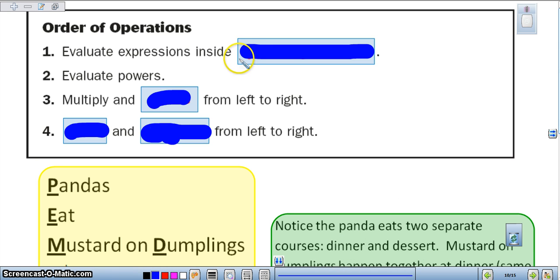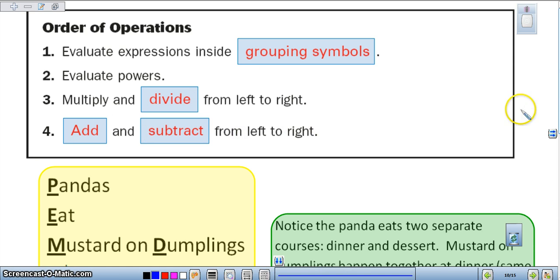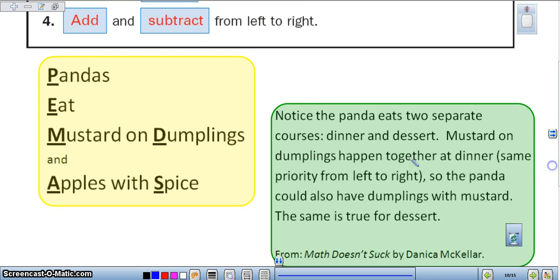Order of operations. If you want to fill this in your notes from here, order of operations is simply going to be our grouping symbols, powers, multiply, divide, add, or subtract. A lot of you probably think of PEMDAS. Another way to think of that is Pandas Eat Mustard On Dumplings And Apples with Spice. The reason we talk about it this way is that pandas can eat two separate courses, dinner and dessert. We would have our mustard on dumplings at dinner, or dumplings with mustard. You could switch those. So pandas could eat them either way, dumplings with mustard or mustard with dumplings.